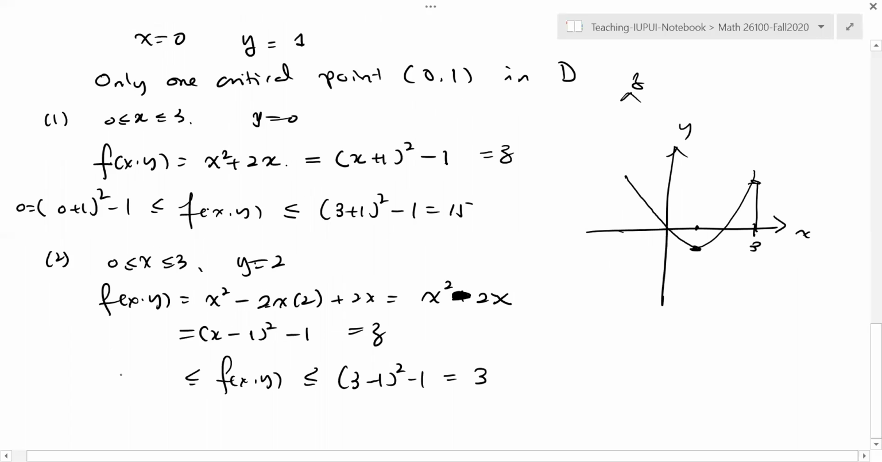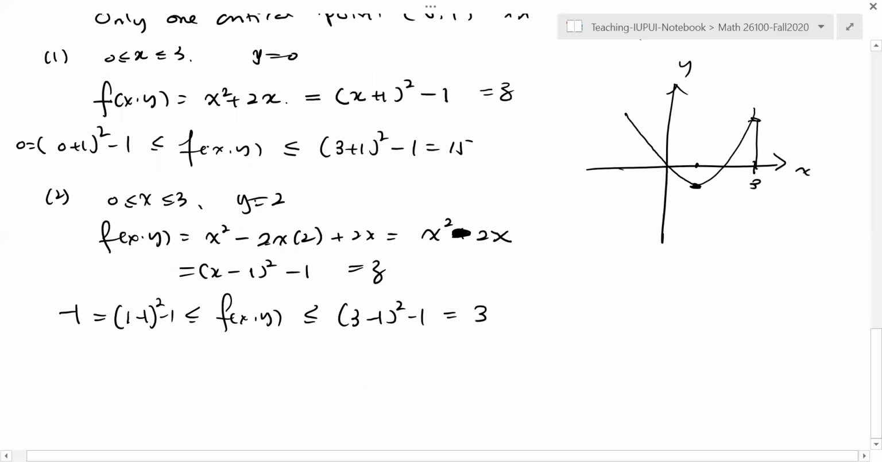The minimum value is actually when x equals 1: 1 minus 1 squared, minus 1. So that is the minimum value. You see, look at the picture, right? That's 2 pieces of the 4. It's a little bit complicated. All right, then you look at the 2 vertical line boundaries.